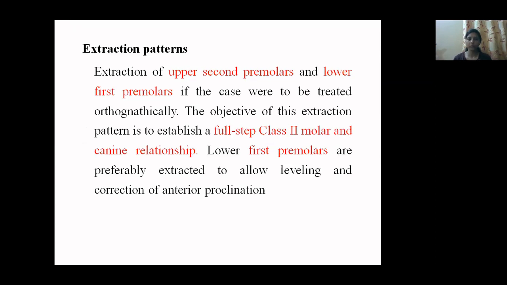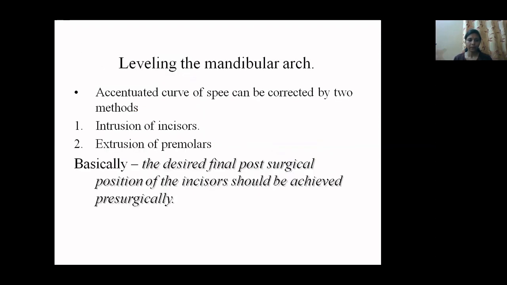That is, we are not going to correct the molar relationship in the pre-surgical phase. We are just getting a full cusp class 2 position with a proper overjet, and alignment and leveling of the arches should be done. In the mandibular arch, an accentuated curve of Spee can be corrected by two methods, either by the intrusion of the incisors or extrusion of the premolars. Basically, the desired final post-surgical position of the incisor should be achieved pre-surgically.